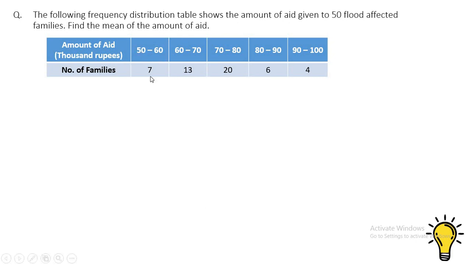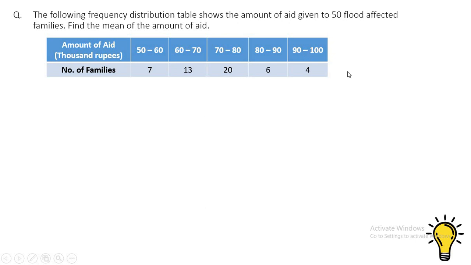So can we say that 7 families have received aid of 50 to 60,000, 13 families have received aid of 60 to 70,000, 20 families have received aid of 70 to 80,000, 6 families have received aid of 80 to 90,000, and 4 families have received aid of 90 to 100,000.